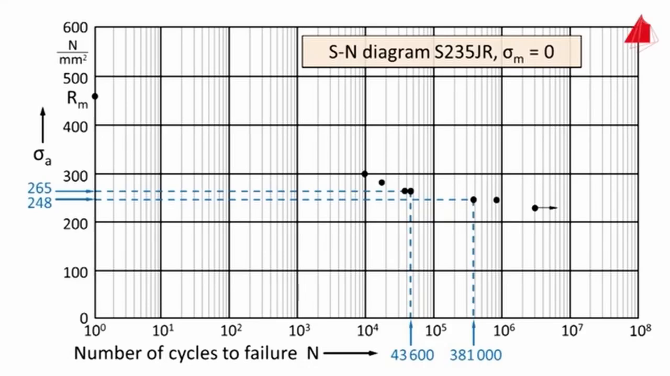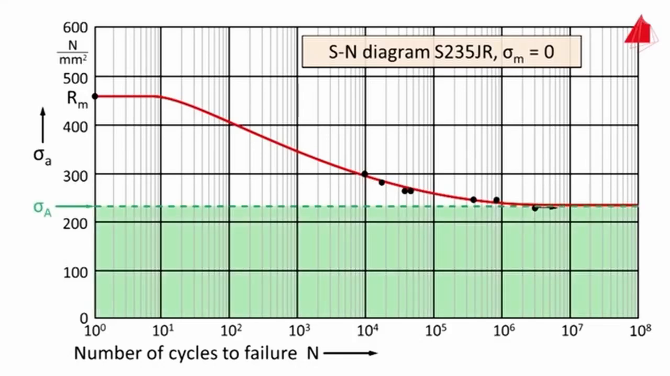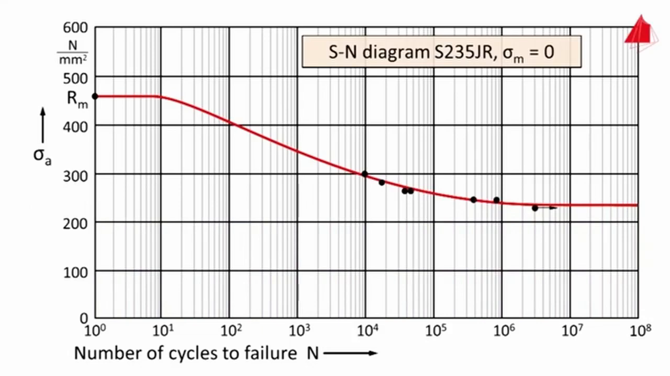When additional specimens are tested and the results are displayed as a curve, it becomes clear that this material will not break below a certain level of stress amplitude, even after a very large number of cycles. This stress level is termed fatigue limit sigma capital A. For most steels with body-centered cubic structure, the fatigue limit is reached after 10 million load cycles at the latest. It must be noted that the experimental results scatter considerably. Therefore, instead of a sharp curve, a statistically defined scatter band is commonly used.